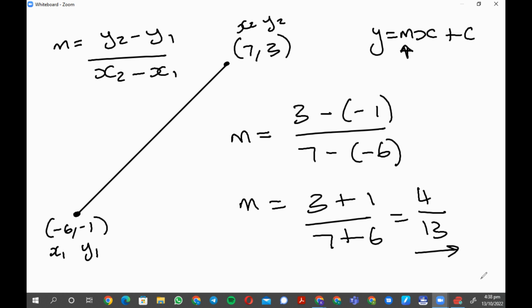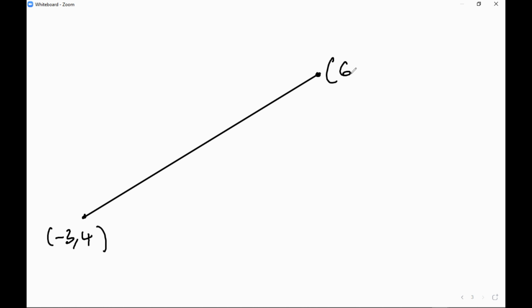All right. Now let's give it a go. I'm going to give you two coordinates. Let's suppose I've got negative 3 and 4, and I've got 6 and 8. And I want to find the gradient. Try this before I give you the solution. Y2 minus y1 over x2 minus x1 is the gradient formula.